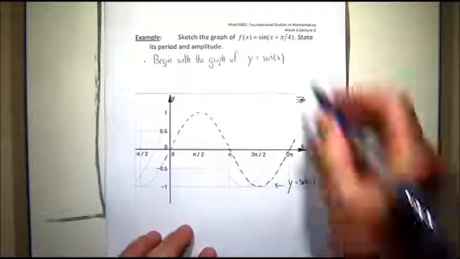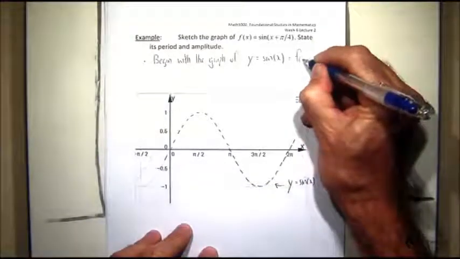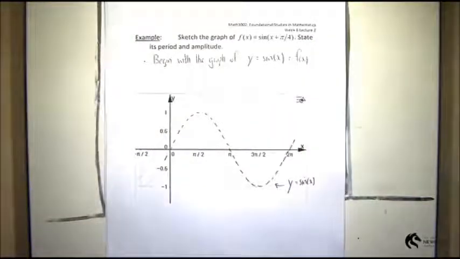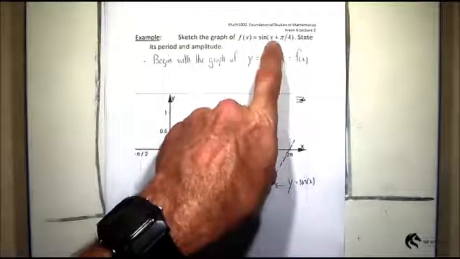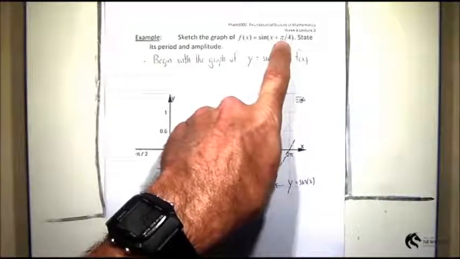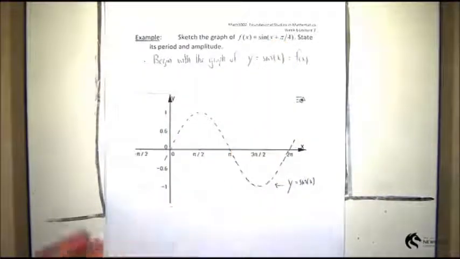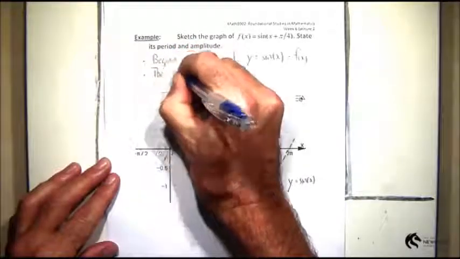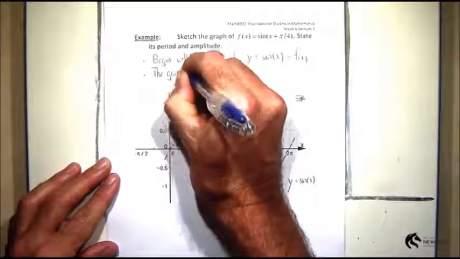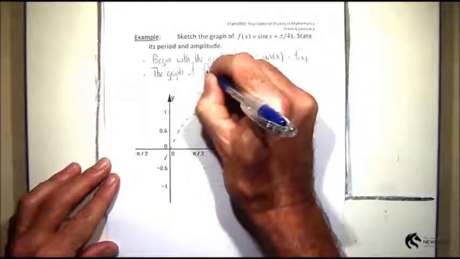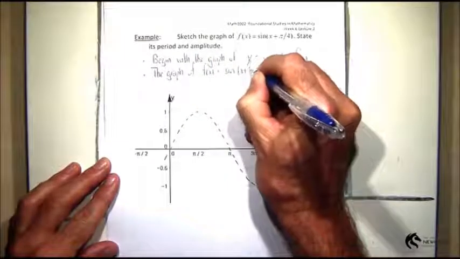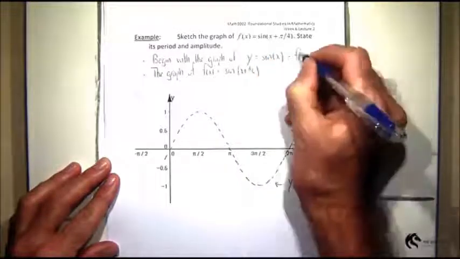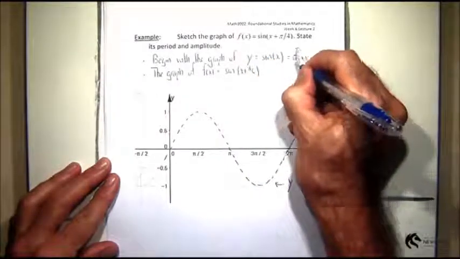Let me just in here use that notation. Let me call that function f of x. Sine x might be better, because this graph then becomes f of x equal to sine of x plus pi on 4. It would have been better if I'd called that g, now that I think about it.